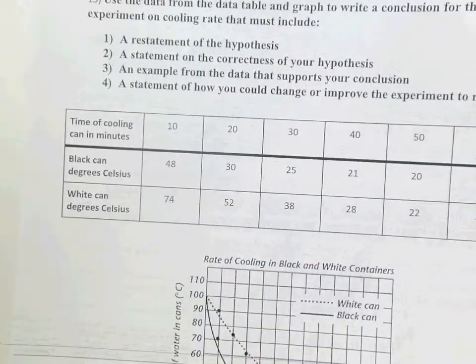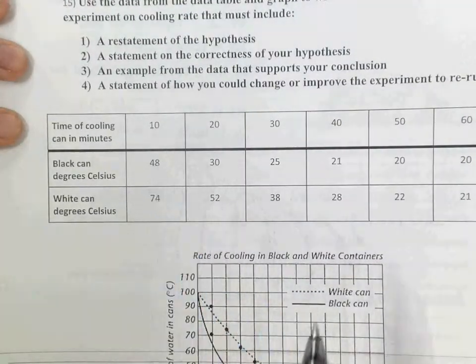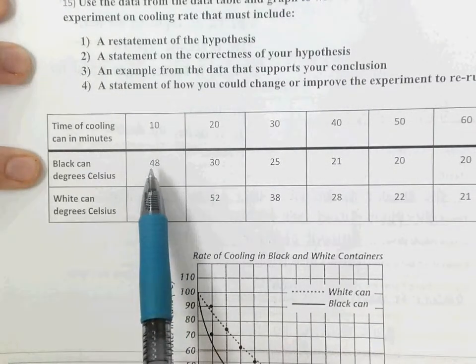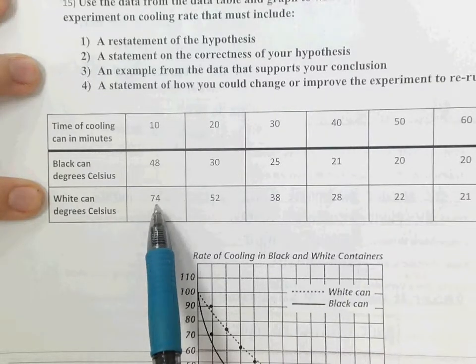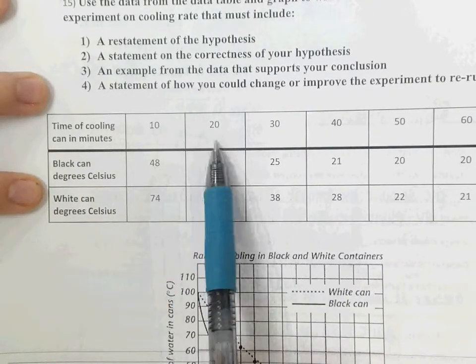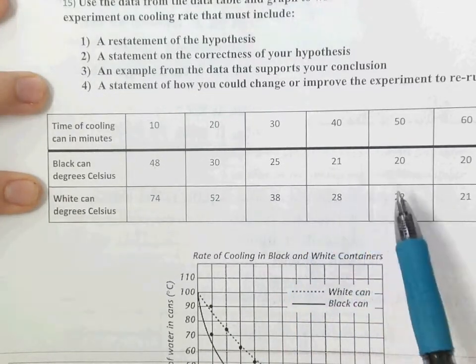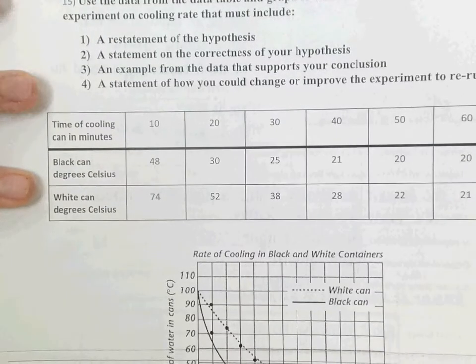So let's look at this. We noticed that after 10 minutes of cooling, in a black container, it was 48 degrees. In a white container, it was still 74 degrees. So as we notice, every single time measurement we have, the water in the white container still remains a decent amount warmer than my black container, which means that my hypothesis was wrong.